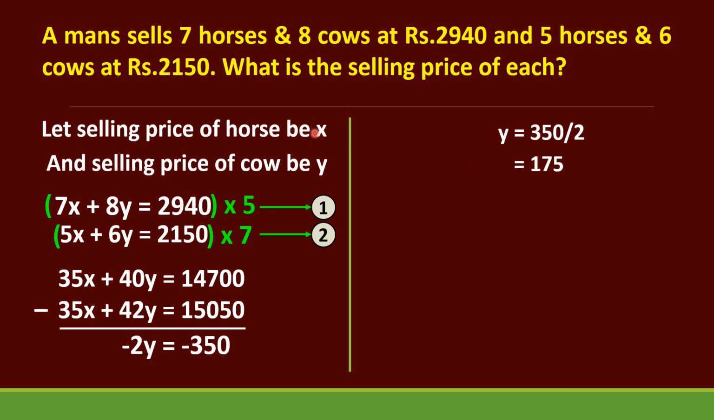Now we have to find the selling price of horse, that is x. In order to find the value of x, we can substitute the value of y in any of these equations. Let us consider the equation 7x plus 8y is equal to 2940.